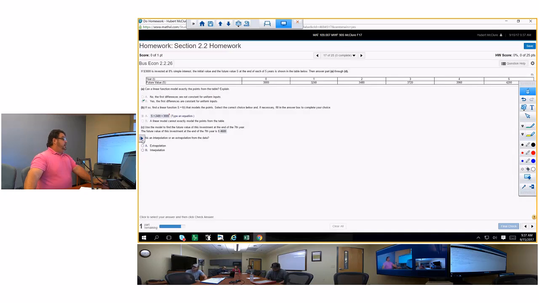Is this interpolation or extrapolation from the data? I would say extrapolating. Why? I don't know. Interaction makes the class go faster. Going higher. And I would say extrapolation.